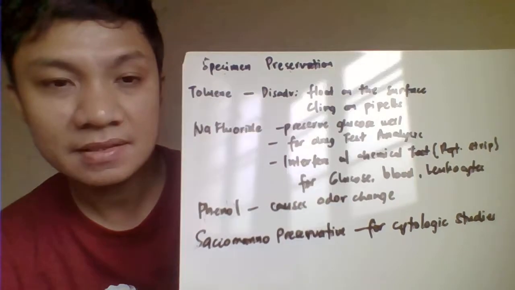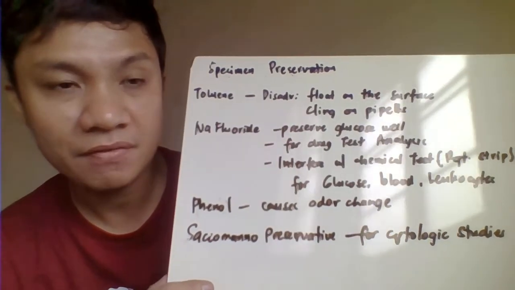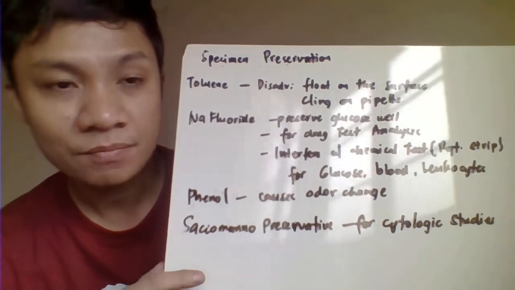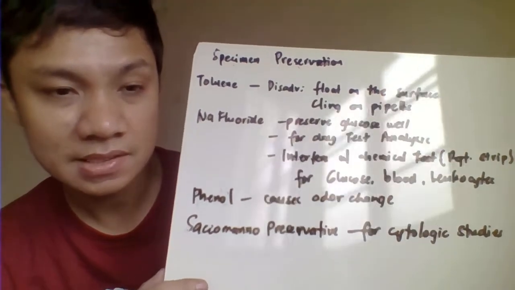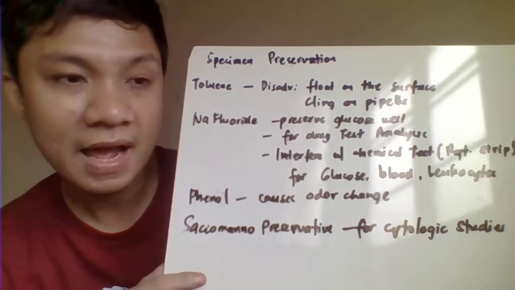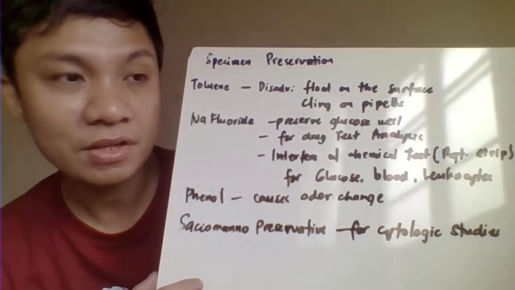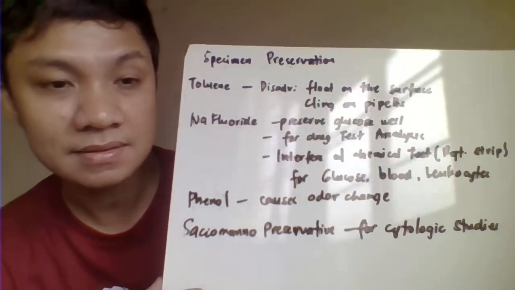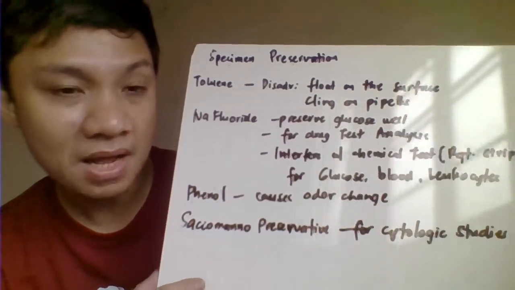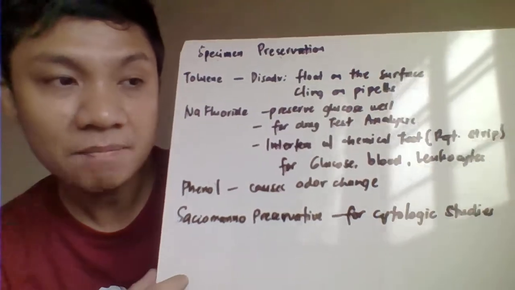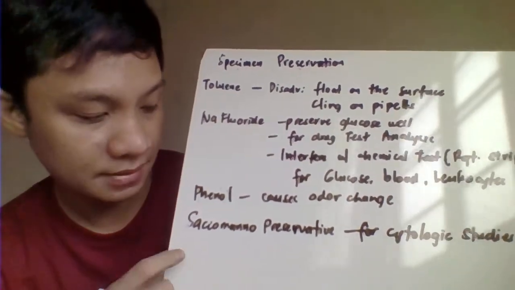Sodium fluoride is an excellent preservative for the preservation of your glucose to prevent glycolysis. It's also for your drug test analysis. But sodium fluoride, again, just like your formaldehyde, also tries to interfere with the chemical tests using your reagent test pads, especially for the tests for your glucose, your blood, and even your leukocytes.